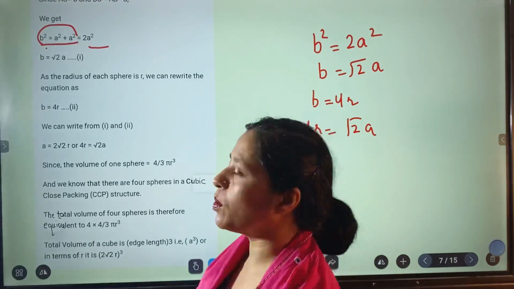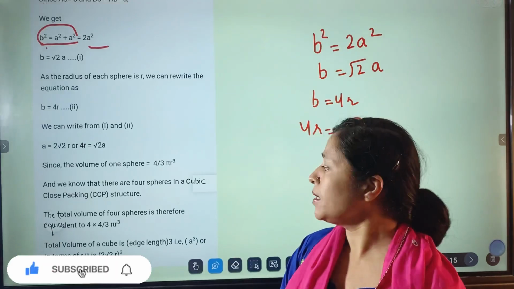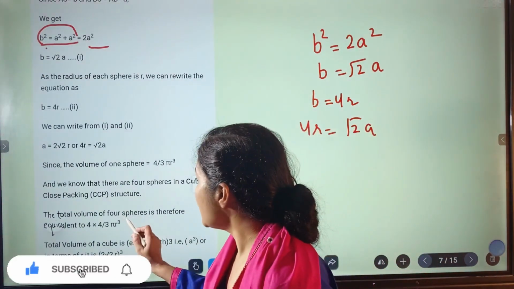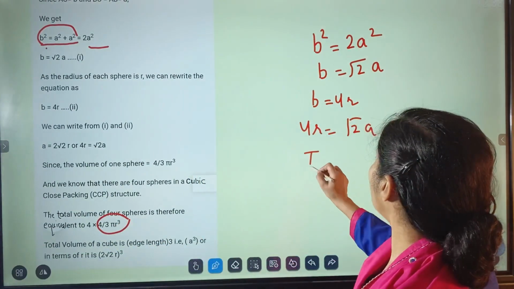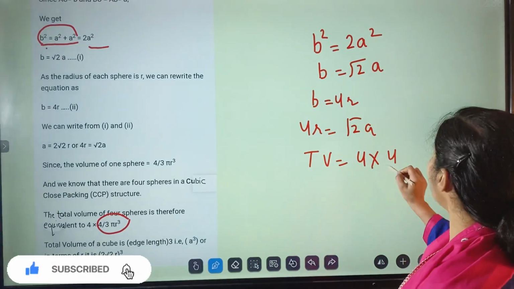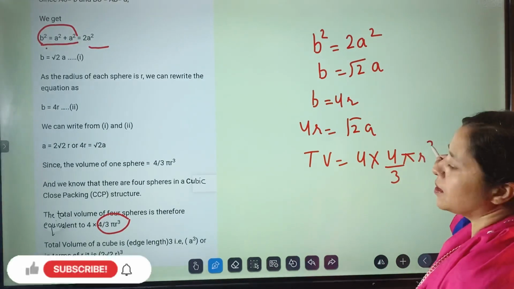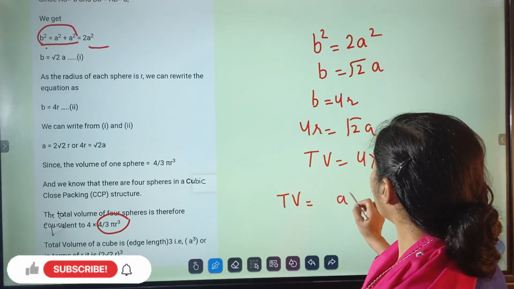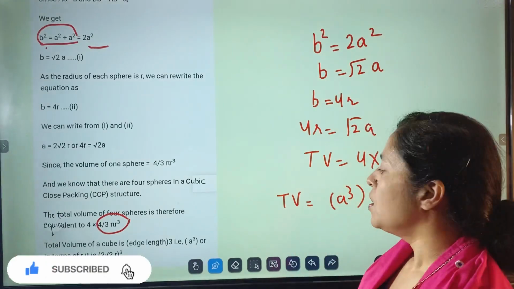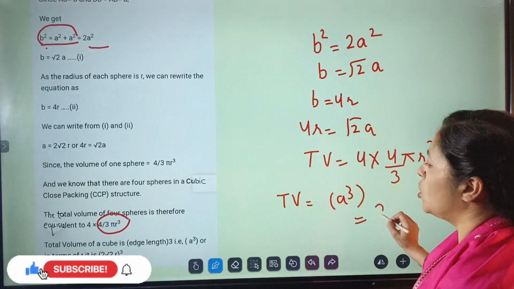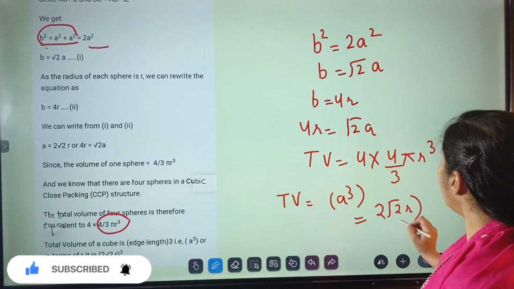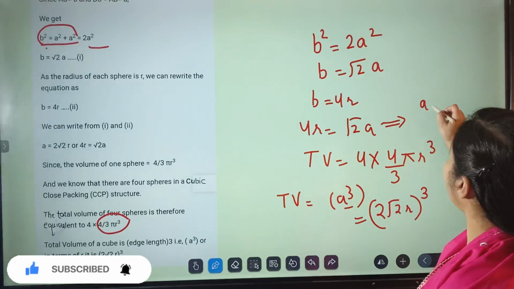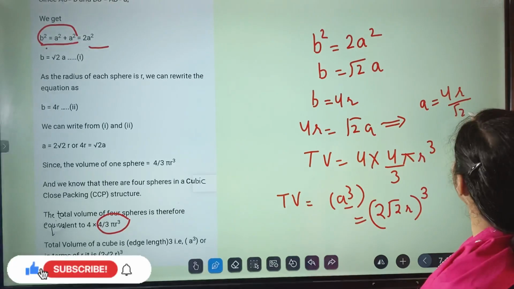After that we know the total, how many spheres are there? In cubic close pack there are 4 spheres, we all know, we have studied it earlier. So the volume of one sphere is 4 upon 3 pi r cube. So the total volume of 4 spheres will be 4 into 4 upon 3 pi r cube. And what will be the total volume of the cube? For that, according to the formula, it is a cube. In that case we will put it as 2 root 2 r cube. The value of a we have calculated from here like this. We have rationalized it.